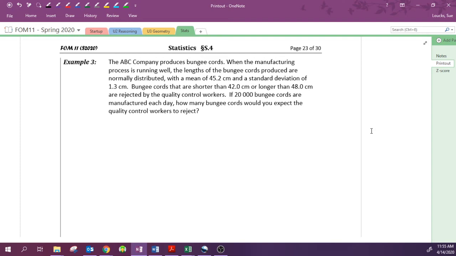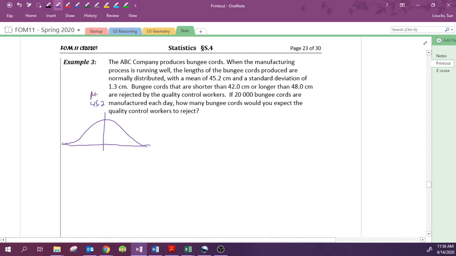So we need to figure out what percent of those 20,000 we need to reject. So we're looking at a percent, and it's a normal distribution. It tells us that. So I think that anytime we're told it's a normal distribution, we should just sketch that normal distribution curve because it's probably going to help us understand what's going on. All right, we've got a mean of 45.2. That's our mean.